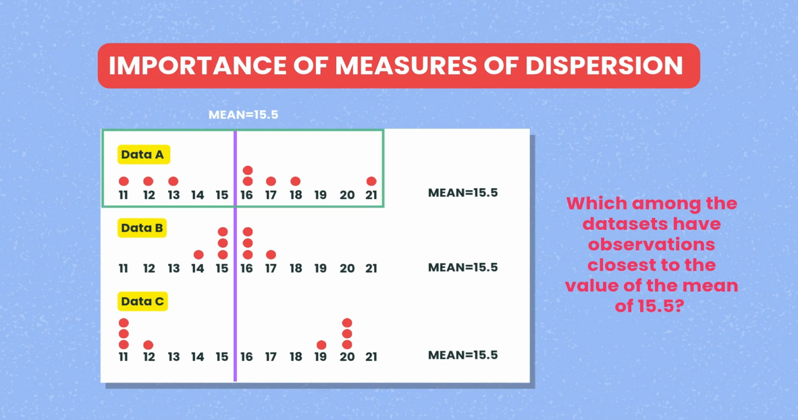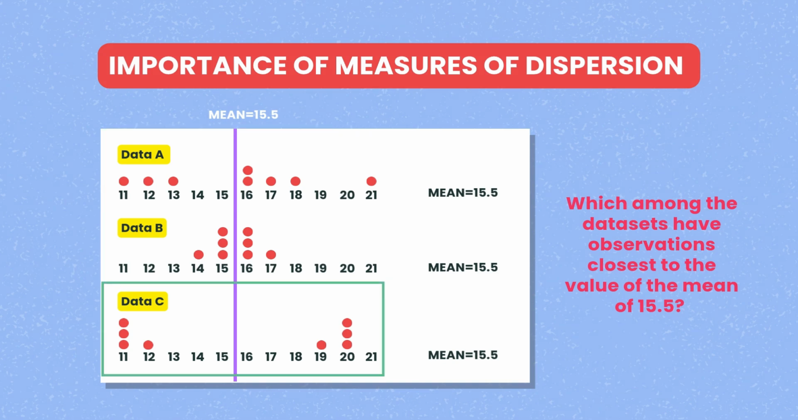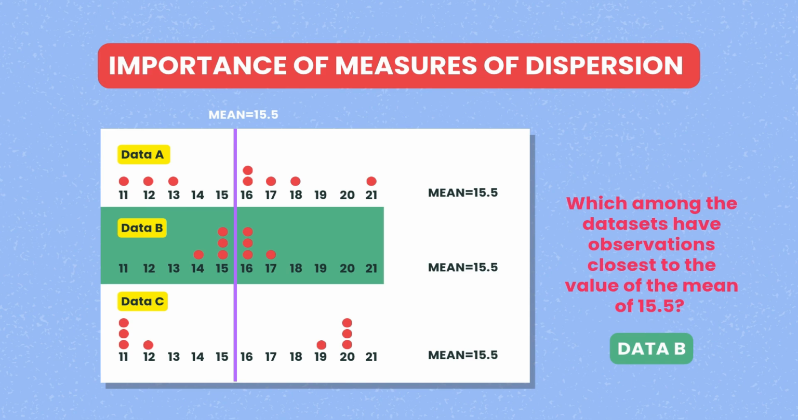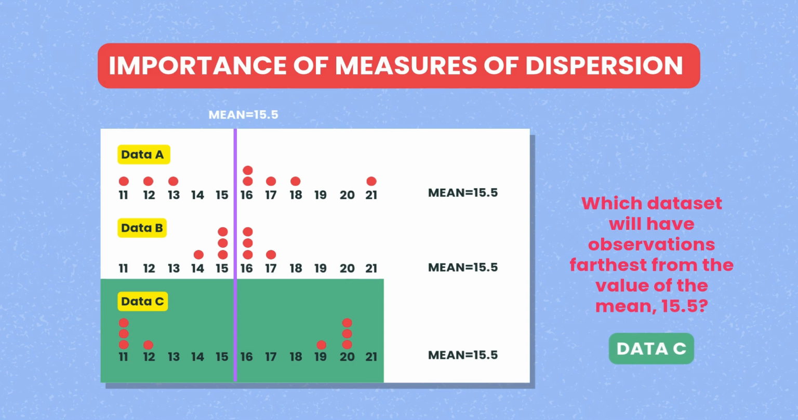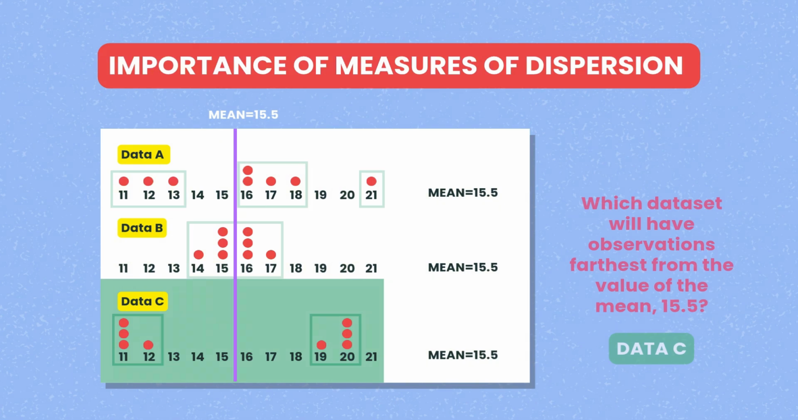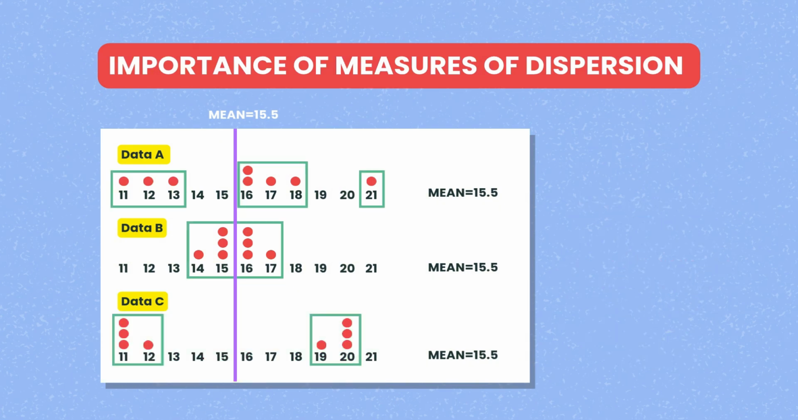Now, which among the datasets have observations closest to the value of the mean of 15.5? Will that be data A, B, or C? And the correct answer is data B. Which dataset will have observations farthest from the value of the mean 15.5? And the correct answer is data C. As you can see, they have the same mean, but the distribution, the scatter, the variation of each of the observation in each dataset is different.